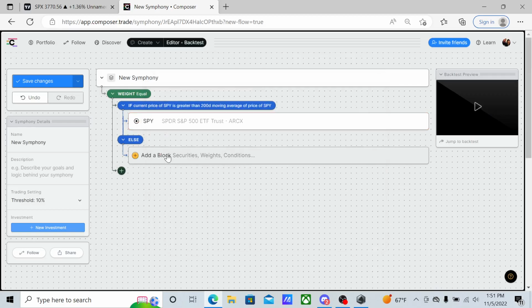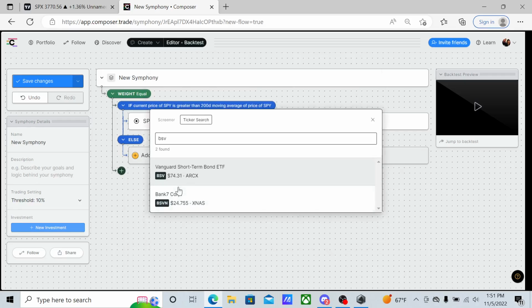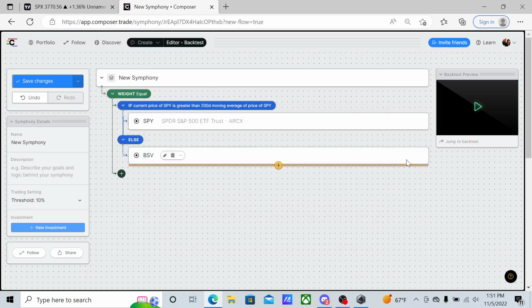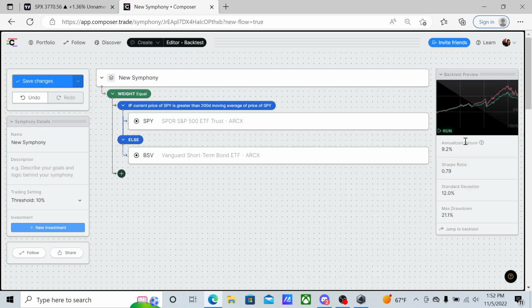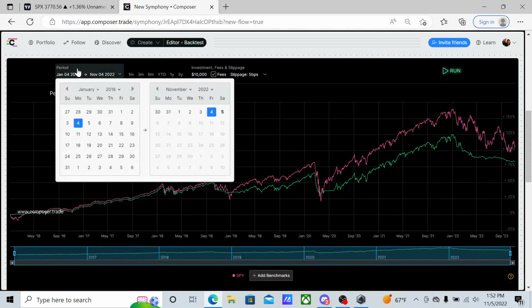And then if you want to get out when it closes below the 200-day moving average, you could simply go to a short-term bond, something that has very low volatility. I like to use BSV just because it's a very short-term bond and doesn't have a whole lot of price action over a long period of time. So this is a good example of what that would look like.